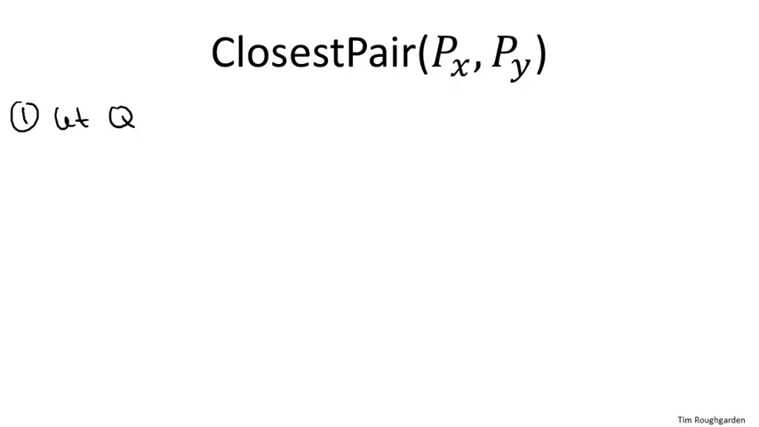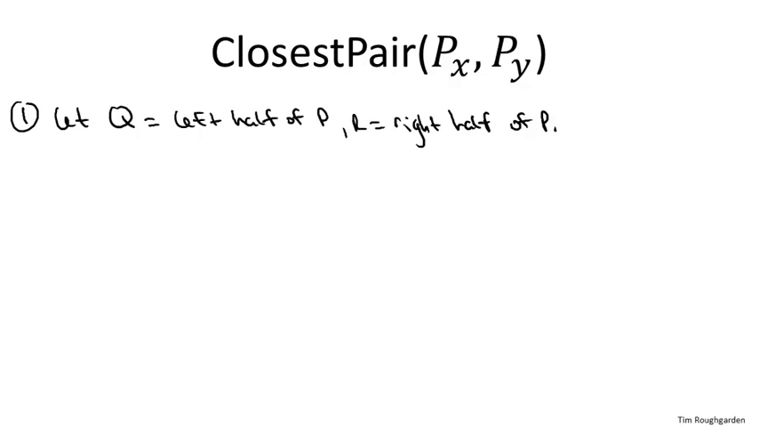The first step then is the division step. Given that we have a copy of the points Px sorted by x coordinate, it's easy to identify the leftmost half of the points, those with the n over 2 smallest x coordinates, and then the right half, those with the n over 2 largest x coordinates. We're going to call those Q and R respectively. One thing I'm skipping over is the base case.